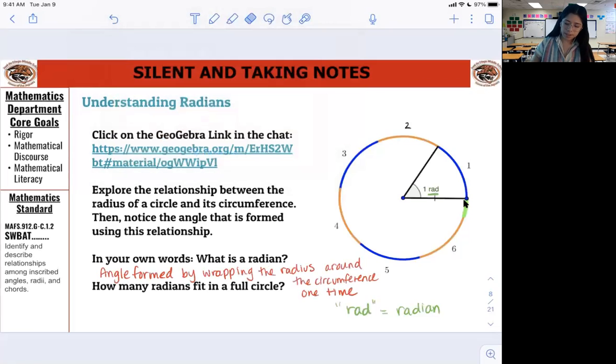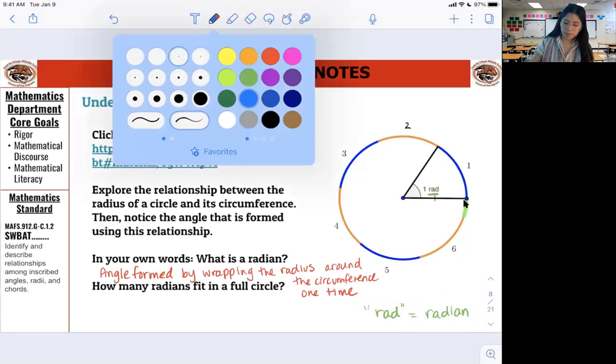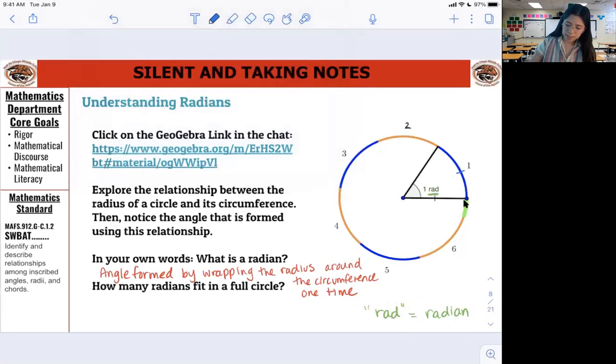So it's like an arc. It literally is an arc. The length of the arc is the same as the length of the radius. So I'll note that down. This blue arc has the same length as the radius. All of those arcs have the same length as the radius. So a radian is the angle that you form by wrapping the radius around the circumference 1 time. That's 1 radian. So now the question is, how many radians fit in a full circle?